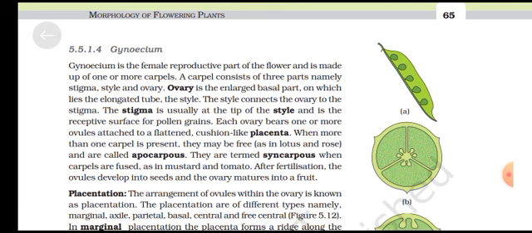When more than one carpel is present, they may be free, as in lotus and rose, and are called apocarpous. They are termed syncarpous when carpels are fused, as in mustard and tomato. After fertilization, the ovule develops into seeds and the ovary matures into fruit.